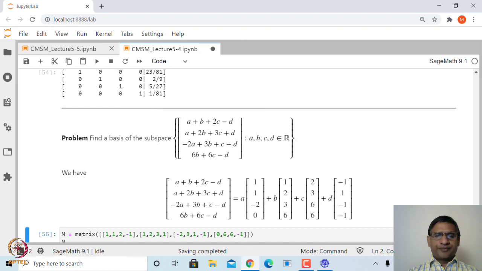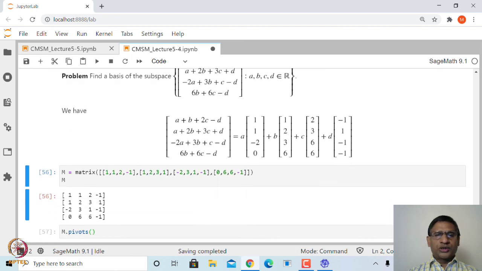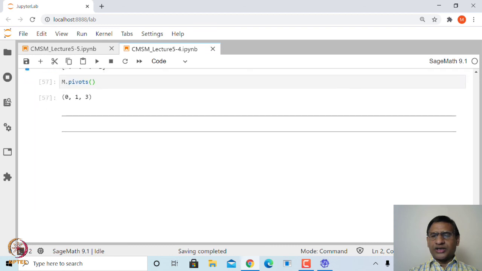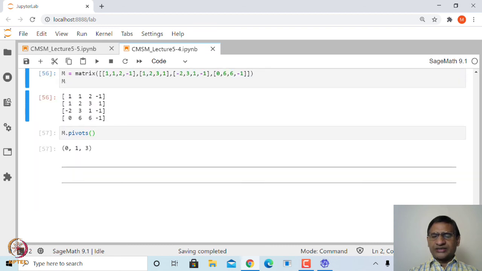Okay. So next time we will look at more examples of subspaces and some more examples and concepts related to coordinates of vectors with respect to a given basis.